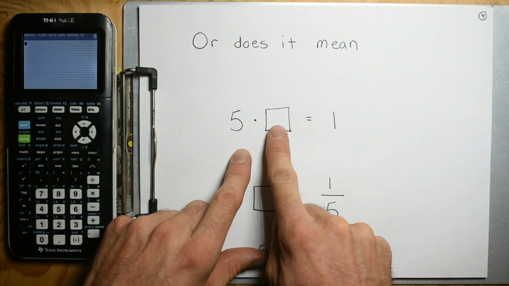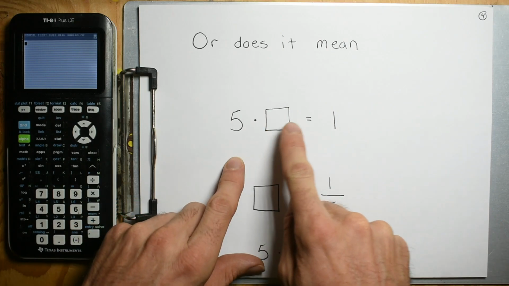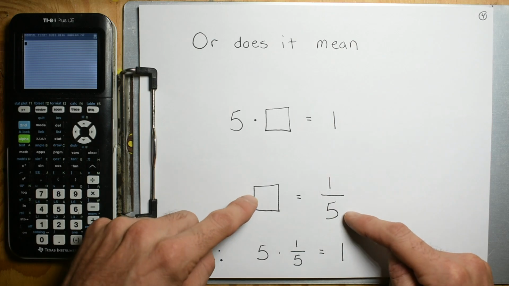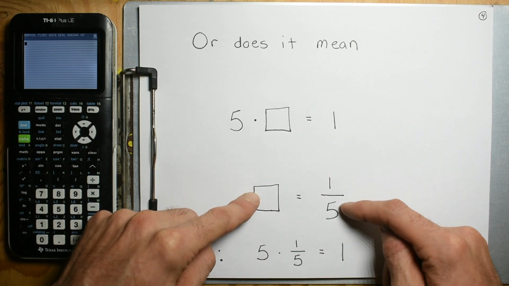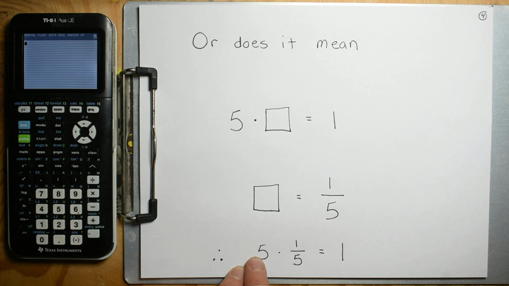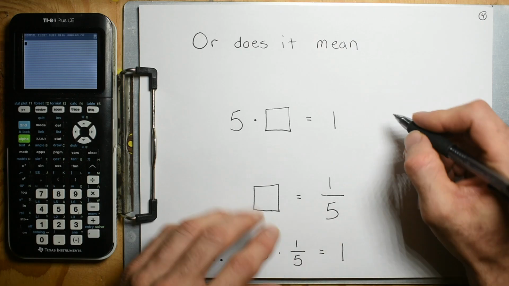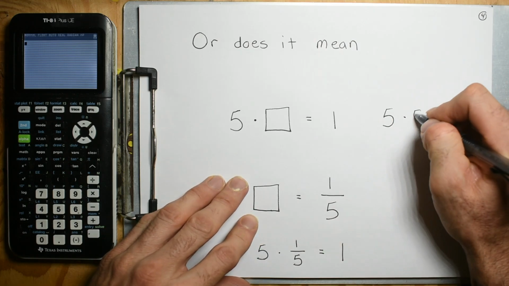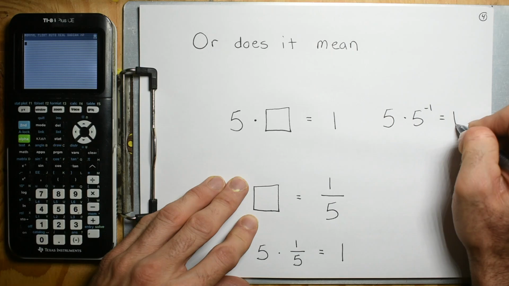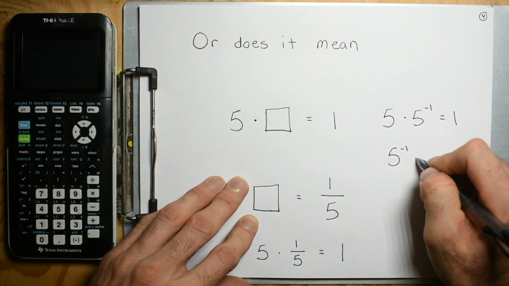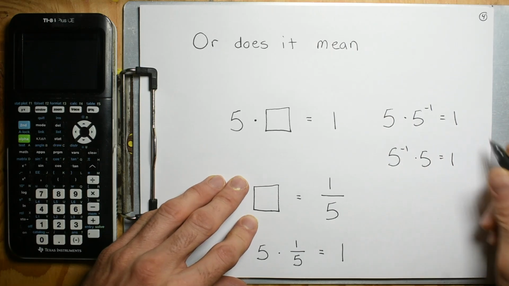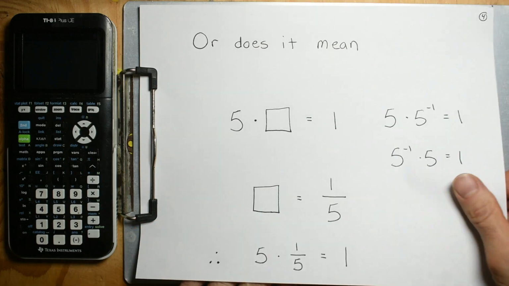And so if we're going to solve for this value, we get that to the other side. This value is going to be 1/5. So we can see that 5 times 1/5 is 1. So 5 times the inverse of 5 is 1, and the inverse of 5 times 5 is 1. So that's kind of what we have there.